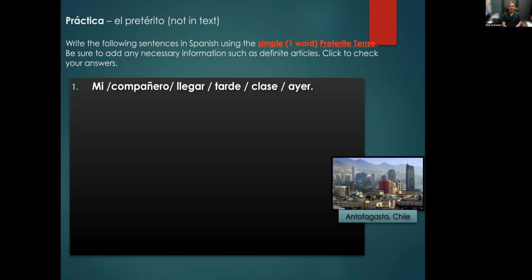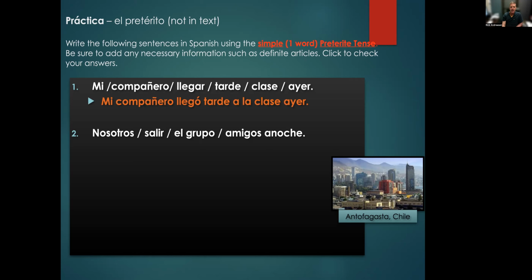All right, so now I'm going to do a similar exercise that you see on the quizzes all the time. You're going to take the verb and you're going to put it in the one-word preterite tense, which means don't get all fancy on me and give me some other past tense, because the instructions are to conjugate this verb in the preterite tense, the one word. Okay, so let's go through that. Mi compañero llegó tarde a la clase ayer.